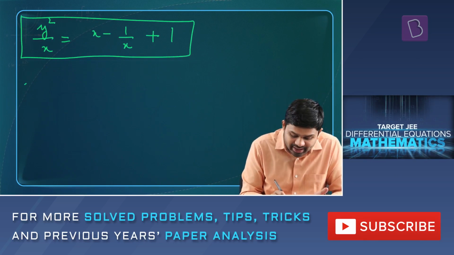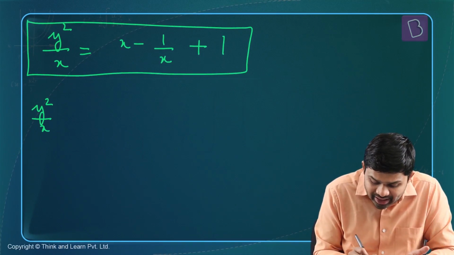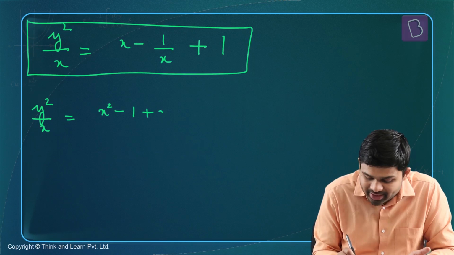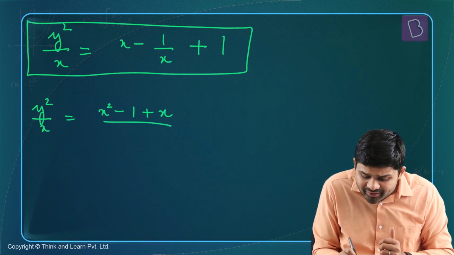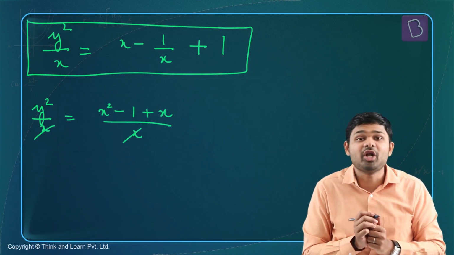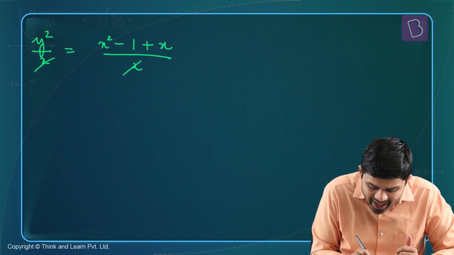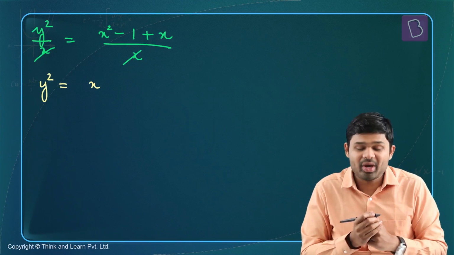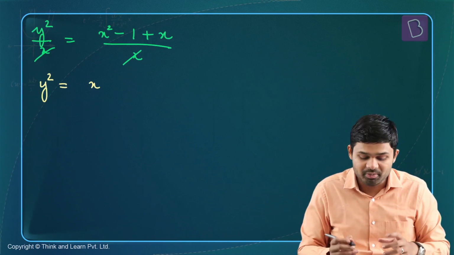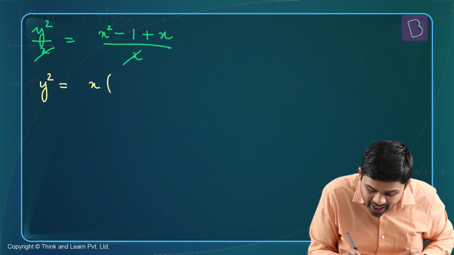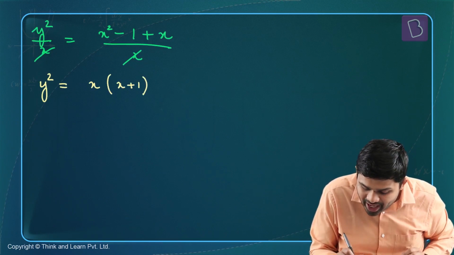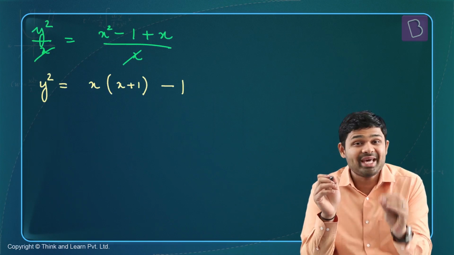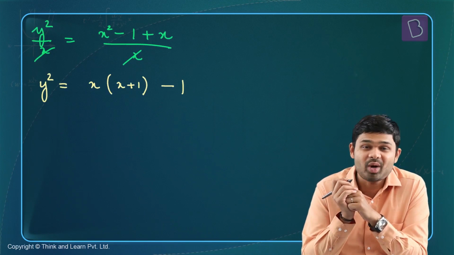So what I'm going to write it as is y square upon x is equal to x square minus 1 plus x, all divided by x. The x's from the denominators are going to cancel out, so what I have is y square equal to, well, again, x square minus 1 plus x is not one of the options, so I'm going to take the x common out. I get x plus 1 and then minus 1. Now this is one of the options. y square is equal to x times (1 plus x minus 1) is an option.